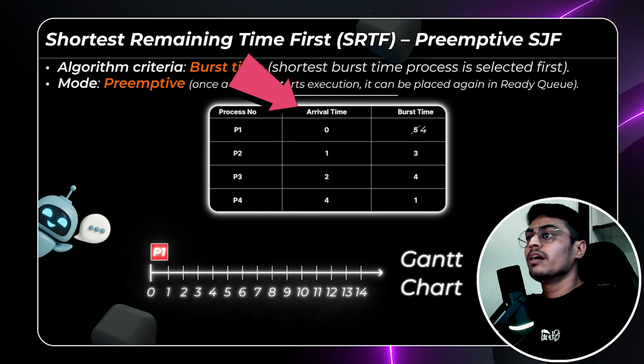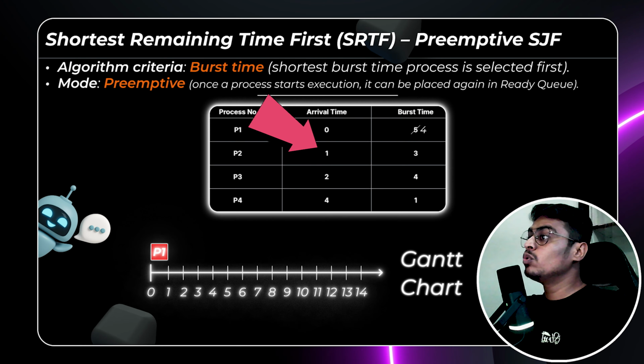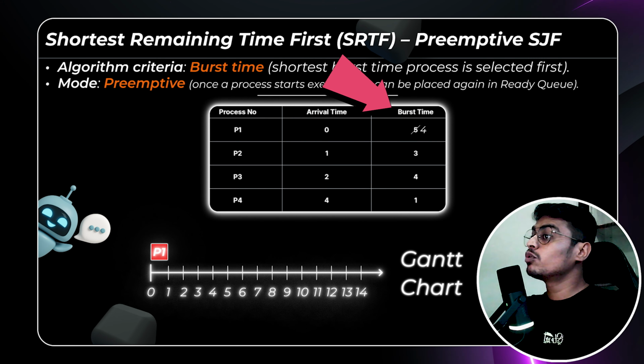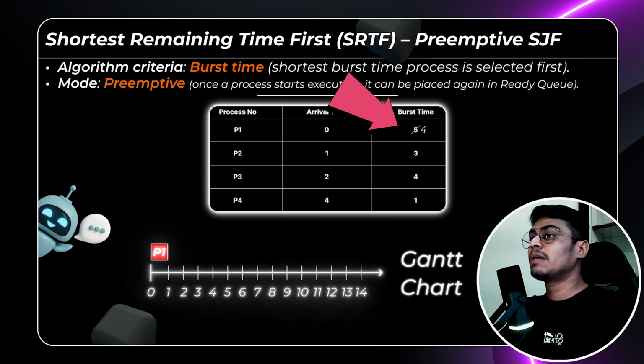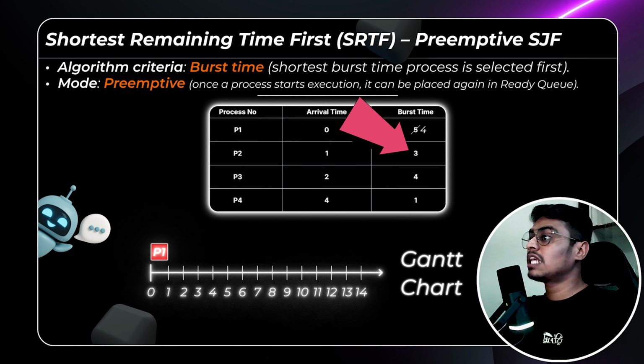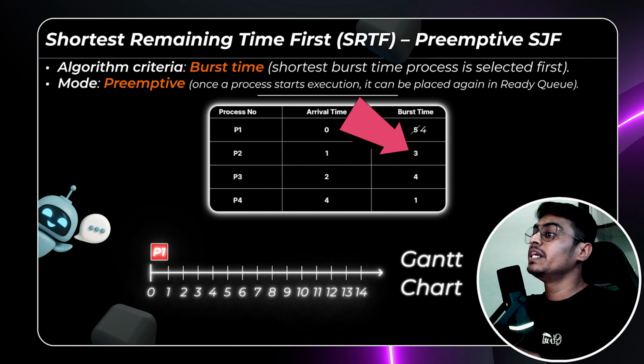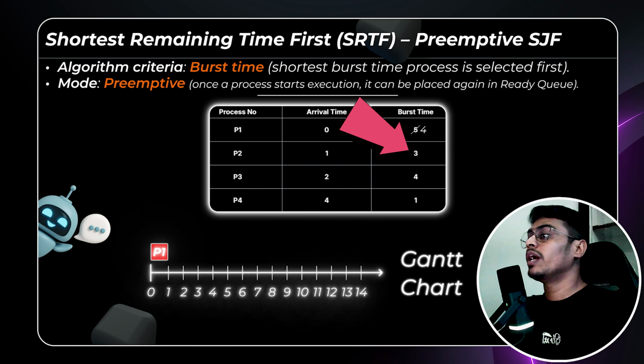P1 is already here because it ran only 1 unit, but P2 also came in the ready queue because P2 arrived at 1. Now here you have to check burst time. P1's remaining burst time is 4, but P2's burst time is 3. Now you have to select P2 and preempt P1. This means send P1 again to the ready queue and execute P2.